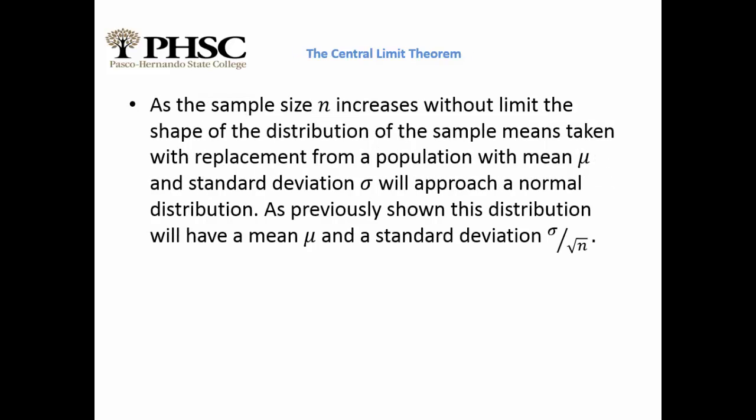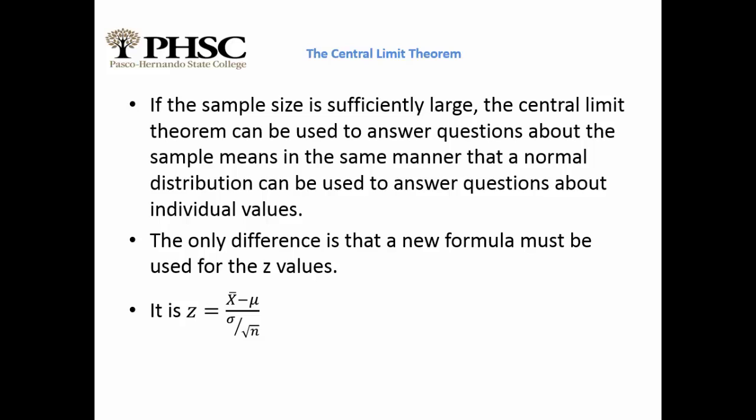As the sample size n increases without limit, the shape of the distribution of the sample means taken with replacement from a population with mean mu and standard deviation sigma will approach a normal distribution. As previously shown, this distribution will have a mean mu and a standard deviation of sigma divided by the square root of n.